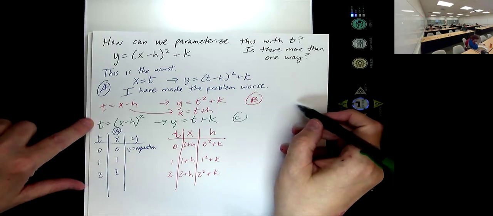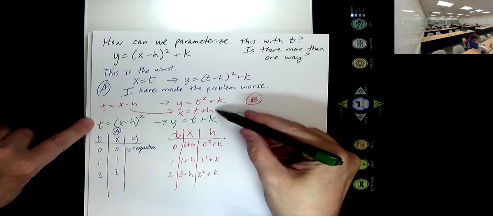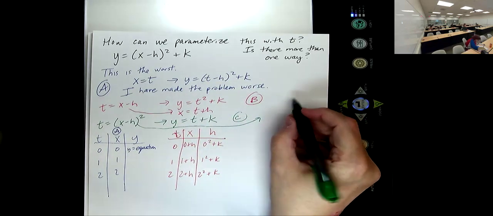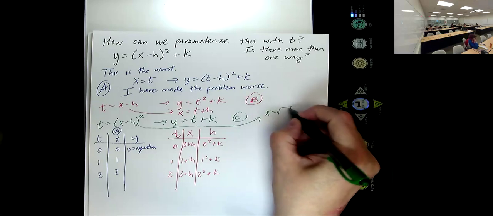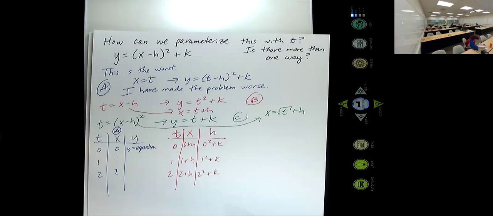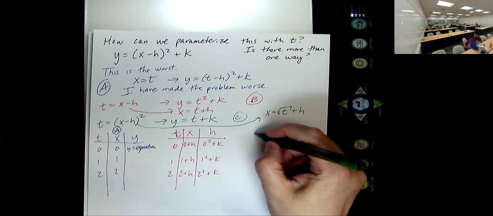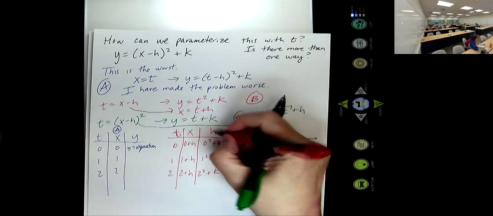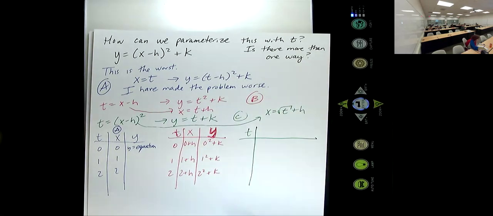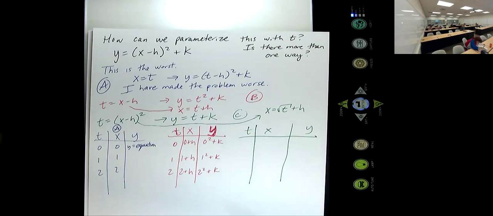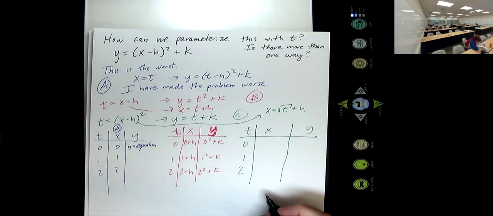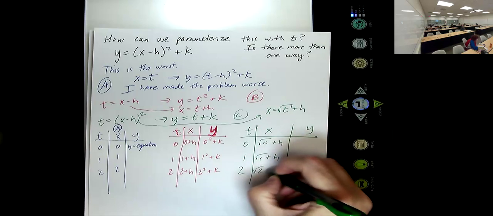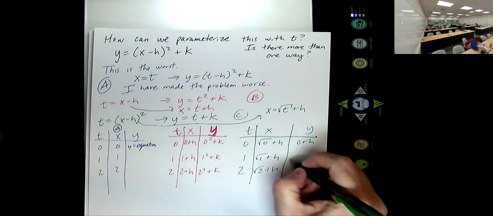Well, for C to be useful, I need to do what I did with B and write X in terms of T. If I want to write X in terms of T, I have to take the square root of T, and then I have to add H. So let's look at some basic values. Put an H there, that should be a Y. If I do 0, 1, and 2 here, this is the square root of 0 plus H, square root of 1 plus H, square root of 2 plus H. And this is 0 plus H, 1 plus H, 2 plus H.